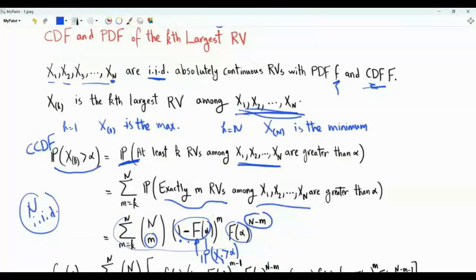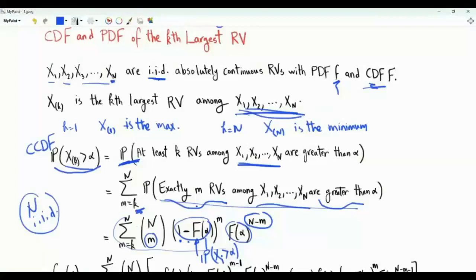So 1 minus this summation will give us the CDF of the kth largest random variable among those n i.i.d. random variables. In summary, we write down the complementary CDF, the event that x sub k exceeds alpha. This means that at least k random variables are greater than alpha. Then we can do a sum where the index of summation small m goes from k to big N, and the events for which we compute the probability are that exactly m random variables among our collection of n i.i.d. random variables are greater than alpha.